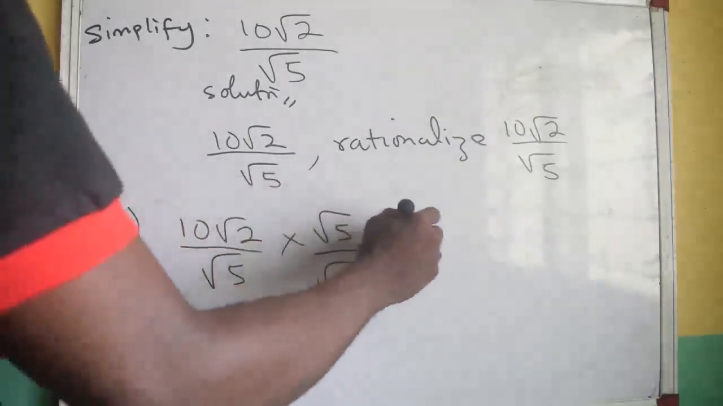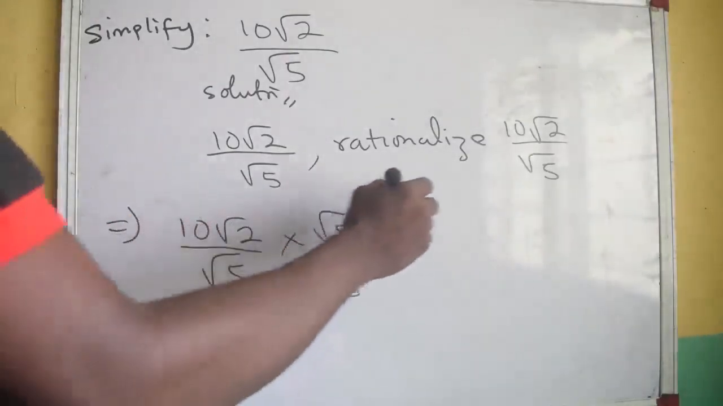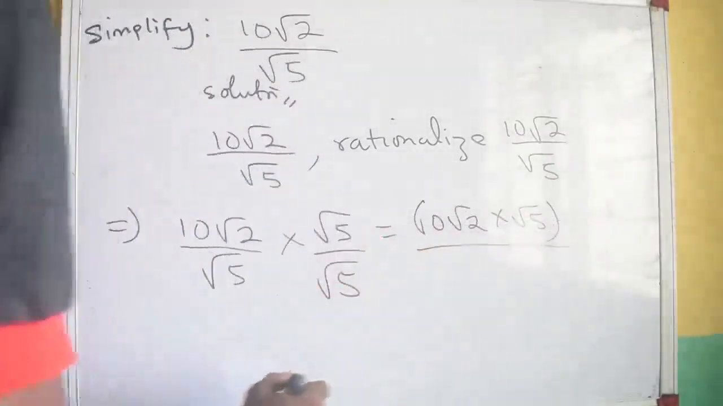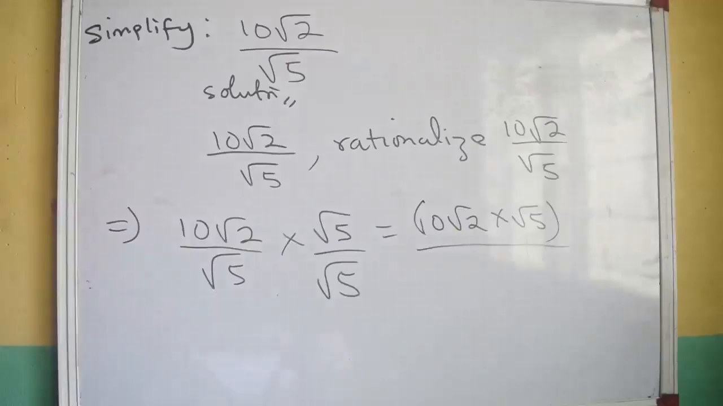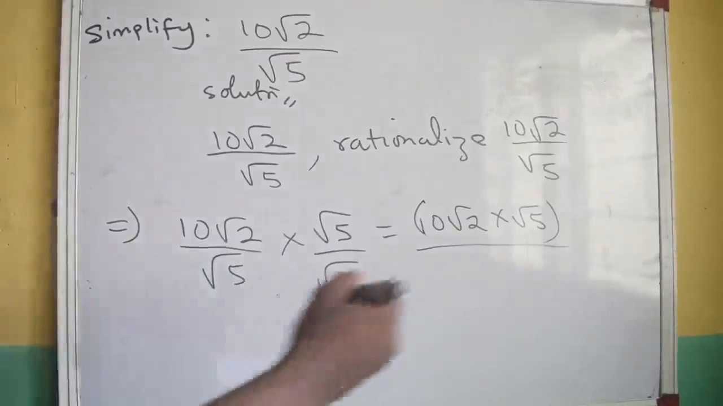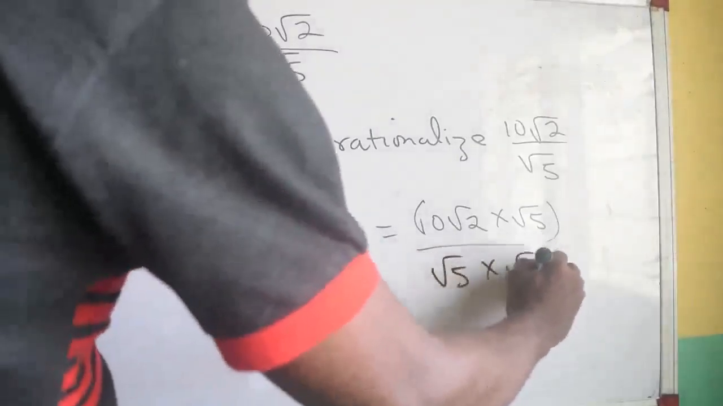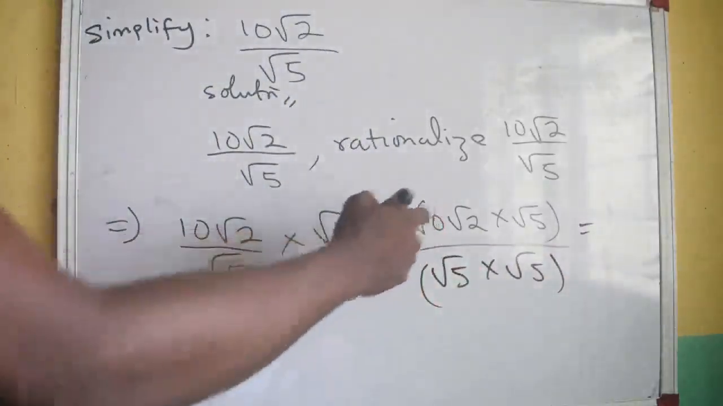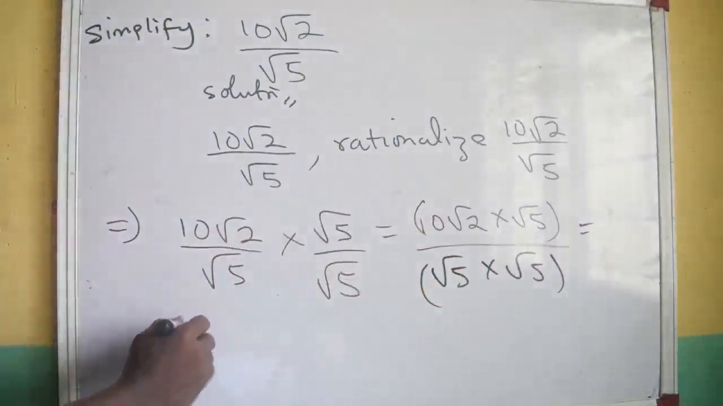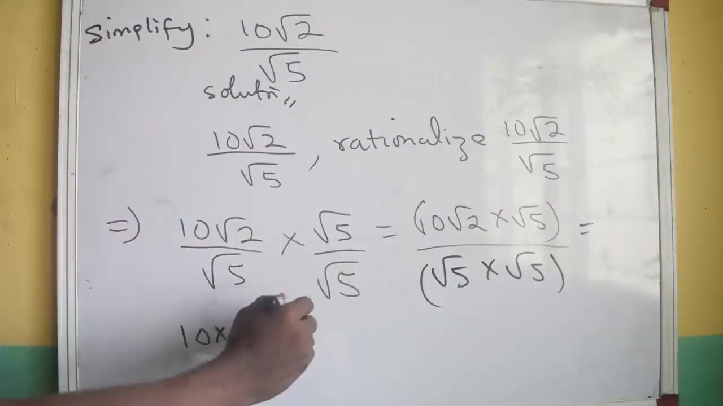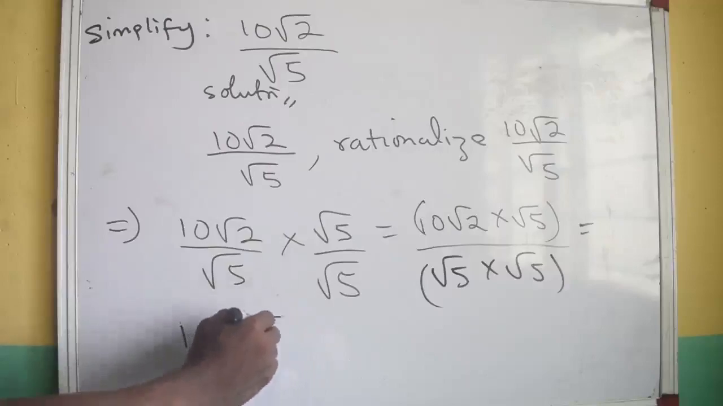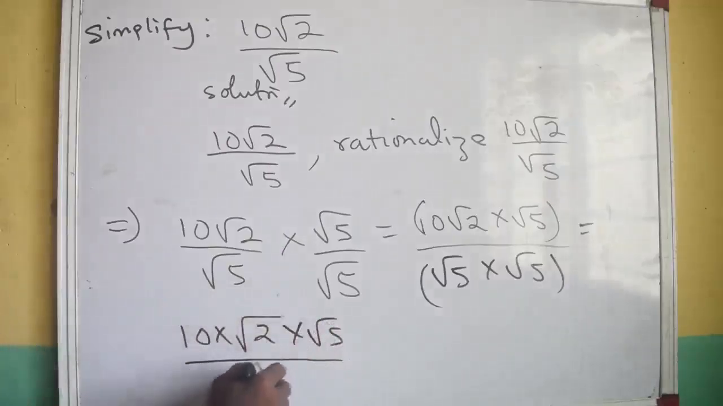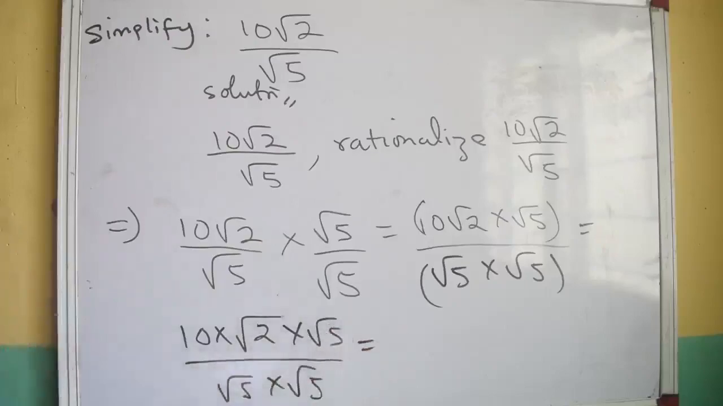So we take this times this: we have 10 root of 2 multiplied by root of 5, and we close it. We then write root of 5 multiplied by root of 5. I can still put a bracket if I wish, it doesn't matter. So this is the same as writing 10 times root 2 times root of 5 all over root of 5 times root of 5.